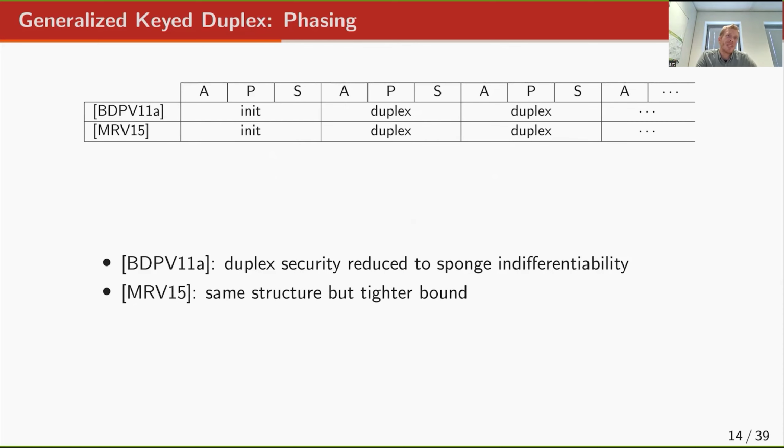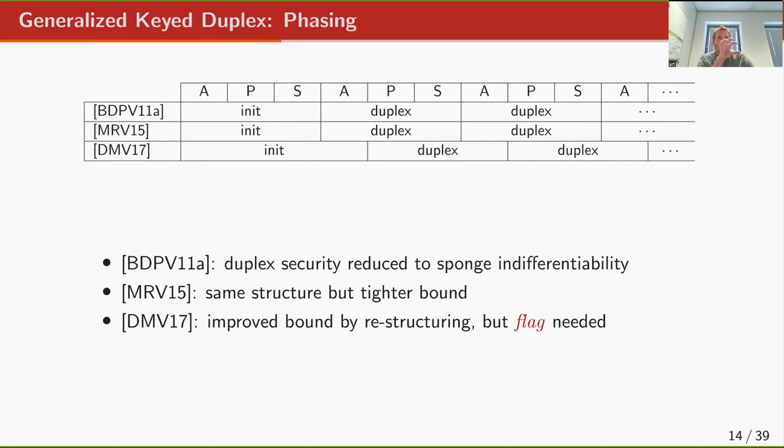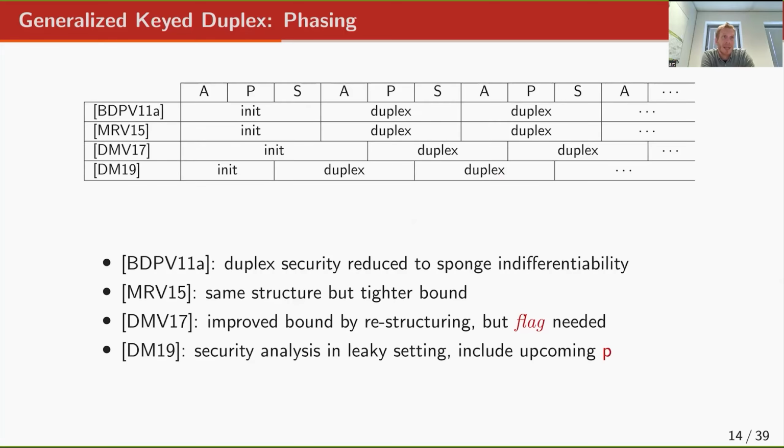In 2015, when we did the full key duplex, we took the same approach. We got a tighter bound, but also this blockwise adaptivity, so it was not a very good bound. That's why we had a specific proof in 2017. It got an improved bound, but you do the restructuring. So you permute, squeeze, absorb as a duplex. This prevents this blockwise adaptive power that the attacker has. But you needed this flag, and this flag I will show in the next slides.